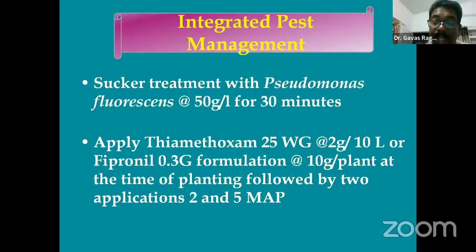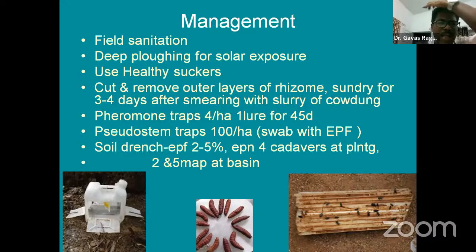So please remember the chemicals. It's called thiamethoxam. Thiamethoxam is also used for managing sucking pests. The application rate is the same, that is 2 gram per 10 liter. Here, in case of managing rhizome weevil, we have to go for drenching. But for managing sucking pests of banana, we go for foliar application of thiamethoxam at the rate of 2 gram per 10 liter. Please remember these chemicals.